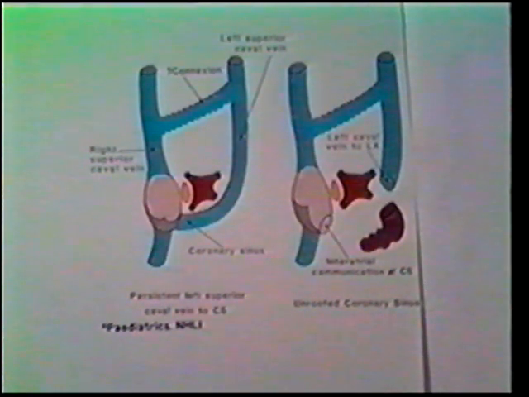This morning we're going to look at basically hearts with usual atrial arrangement in the context of anomalous systemic and pulmonary venous connections. We're going to leave the anomalies of venous connections in hearts with atrial isomerism to a later session, because they can be quite different from what we see in those with usual arrangement.